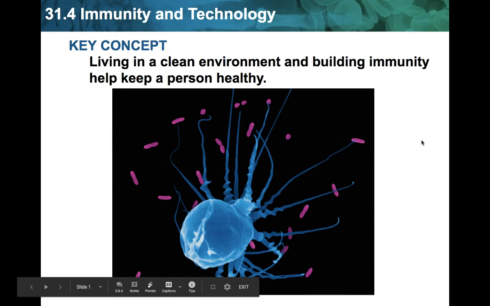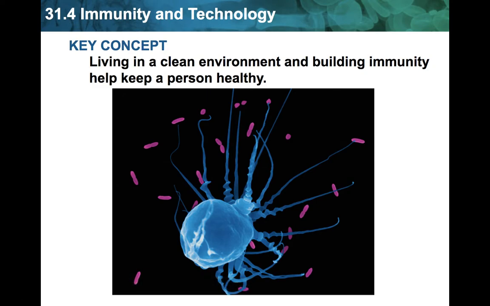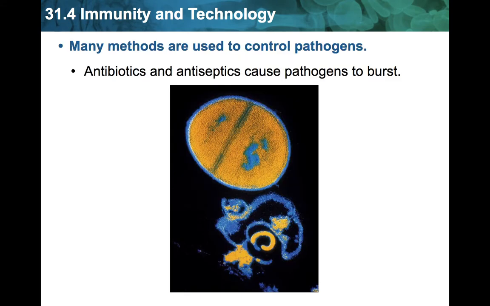Good hygiene, living in a clean environment, and building immunity help keep a person healthy. Quick side note: let's say you were a super hypochondriac, really afraid of getting sick, and you stay in all the time and never go out or are around people. You are going to have a very weak immune system, because your body has never gotten little doses of different diseases to build up antibodies against them. So as soon as you go out, you're probably going to get sick. It's good to be exposed to things. You just have to take precautions and get your vaccines.